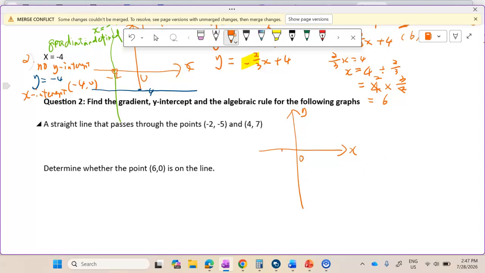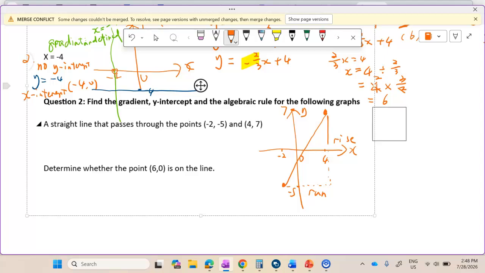So let's find negative 2, negative 5. This is the first point. Let's find 4 and 7, probably here. Okay, so what we can do is connect these two dots together, and then we are going to calculate the rise over the run. So we can find the gradient.